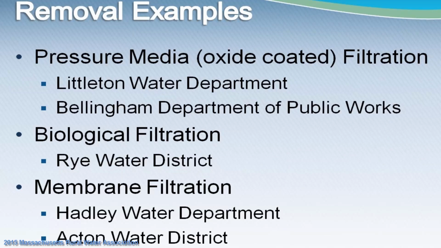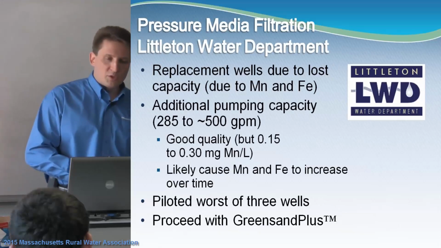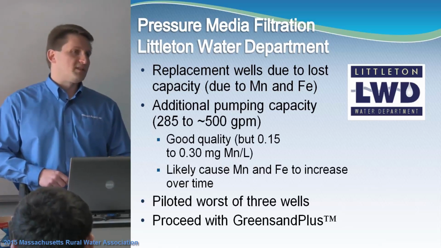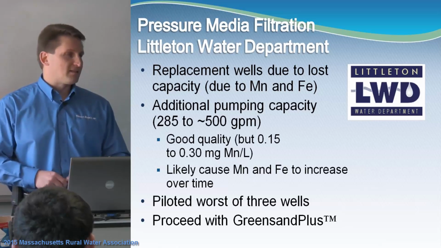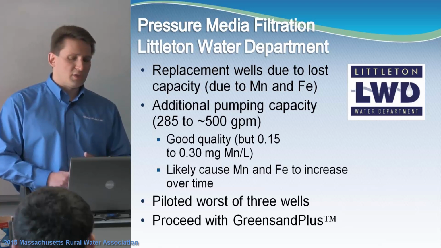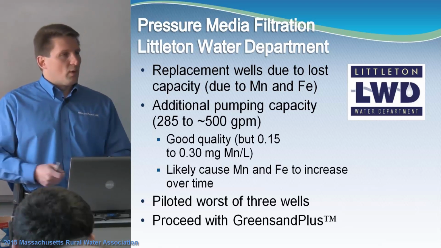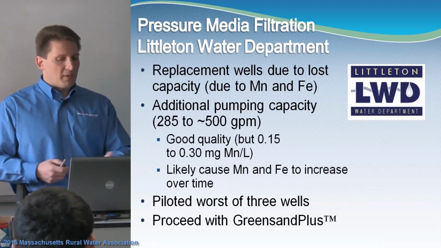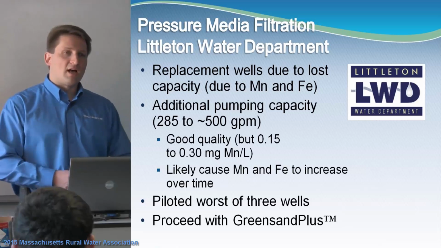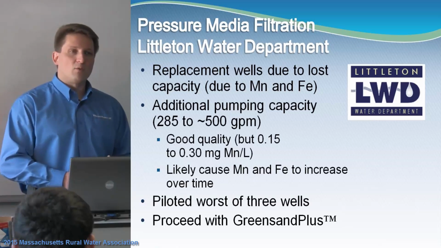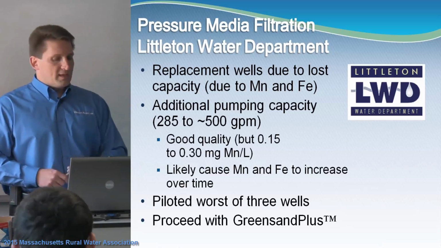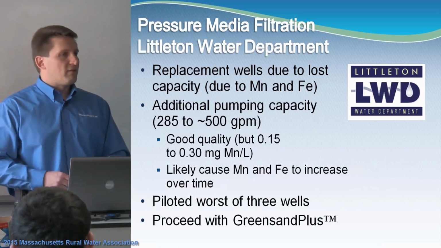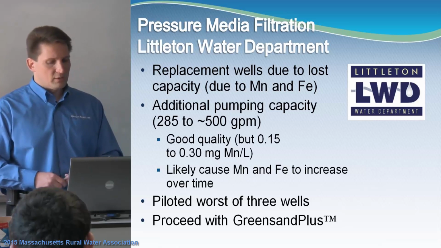I wanted to go over some of the removal examples for the manganese removal. The first one for the pressure media filtration is actually in the Littleton Water Department, the town where I live. They basically had one particular source that had lost significant capacity over time. It was found out to be due to high concentrations of iron and manganese. We went in with a well replacement program and ended up recommending 3 replacement wells to gain some additional pumping capacity for them, but also to reduce the velocities on the wells to decrease fouling of the well screens with the iron and the manganese. We recommended 3 replacement wells with an installed capacity of 285 with the ability to go up to 500 in the future should they need the additional flow rate.